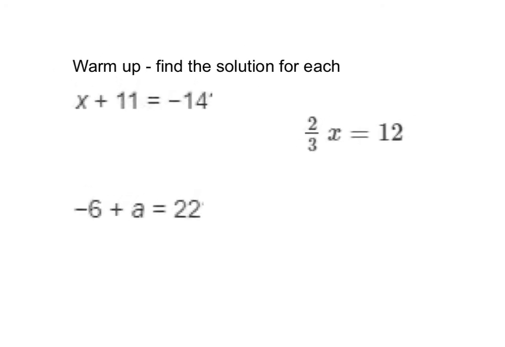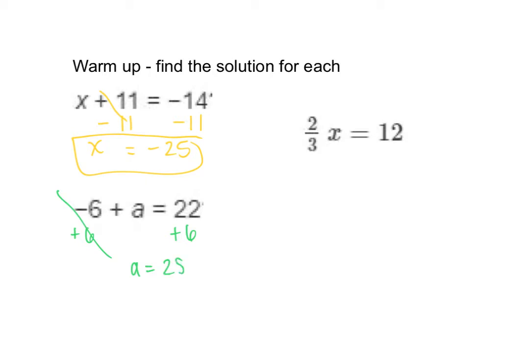So in this warm up, x plus 11 equals negative 14. We were supposed to subtract 11 from both sides. You would get x alone because these cancel, equals negative 25. In the second one, we've got negative 6 plus a equals 22. You should have added 6 to both sides. You would have gotten a equals 22 plus 6 is 28.